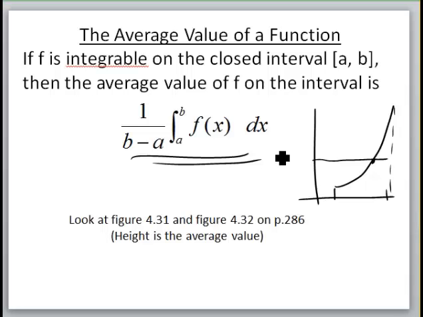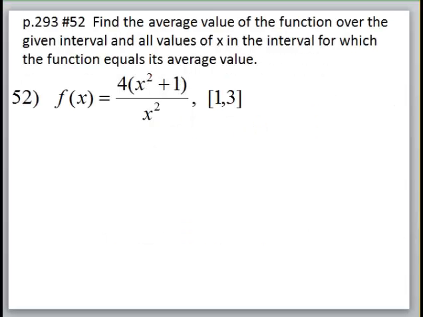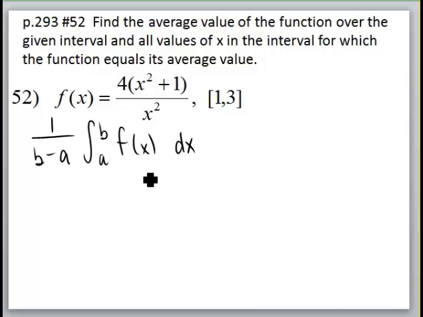This is a formula that you definitely have to know. You know to use it when it says find the average value of a function. So that's exactly what we're going to do. We're going to find the average value of the function using that formula. So it's 1 over b minus a from a to b of f of x dx. So my b and a value are right here. So I'm going to do 1 over 3 minus 1 from 1 to 3 of my function right here.